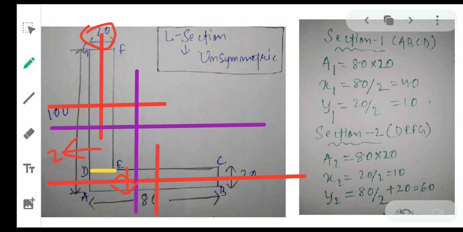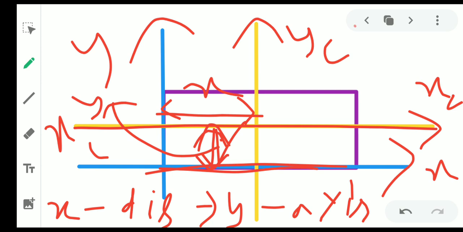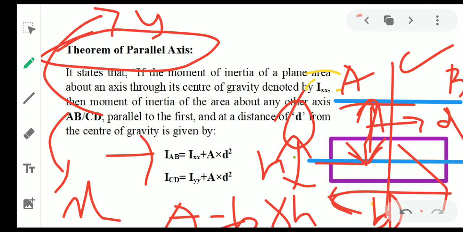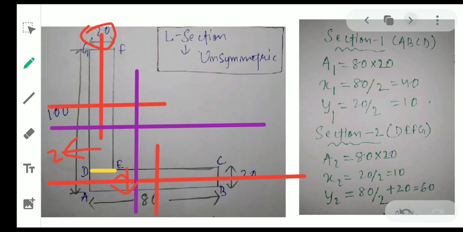I will be giving you an example based on this question. This is already solved. This question is already solved in the centroid video. As I already told you, Ixx and Iyy calculation is very simple, and the difficult part is calculating d. So I will give you the very simple fundamental of how to calculate this distance.